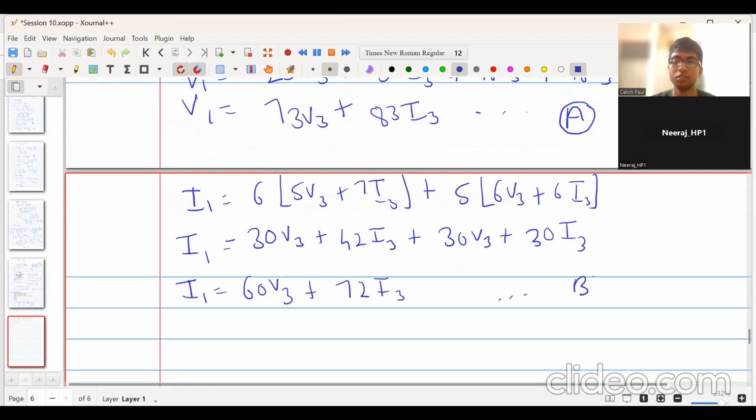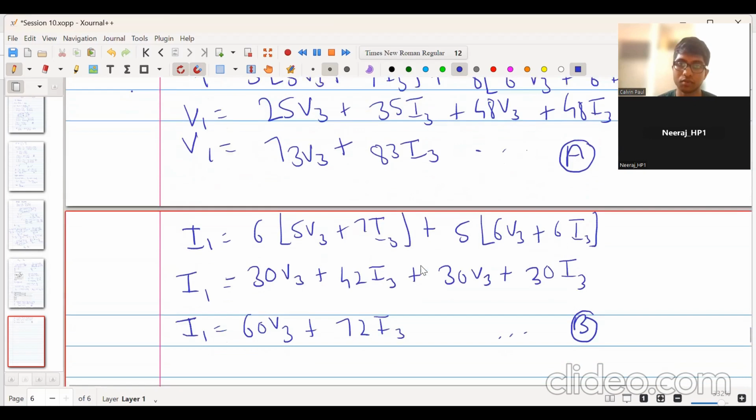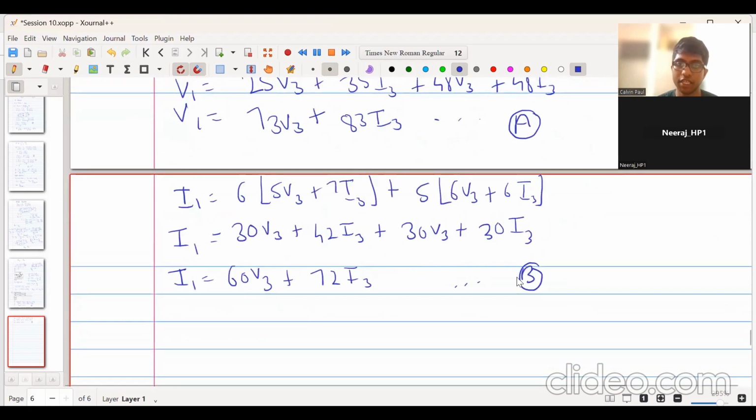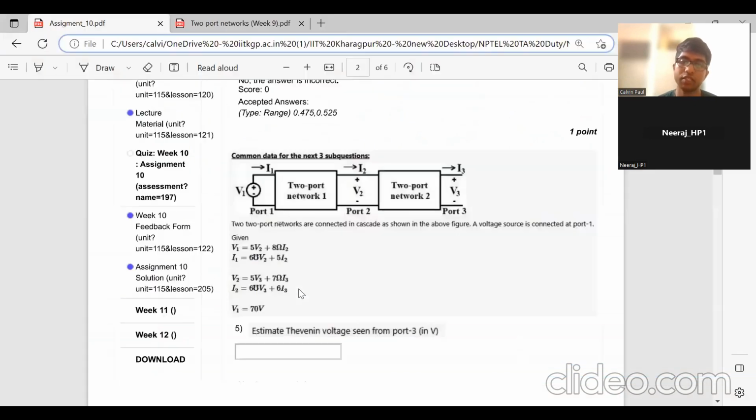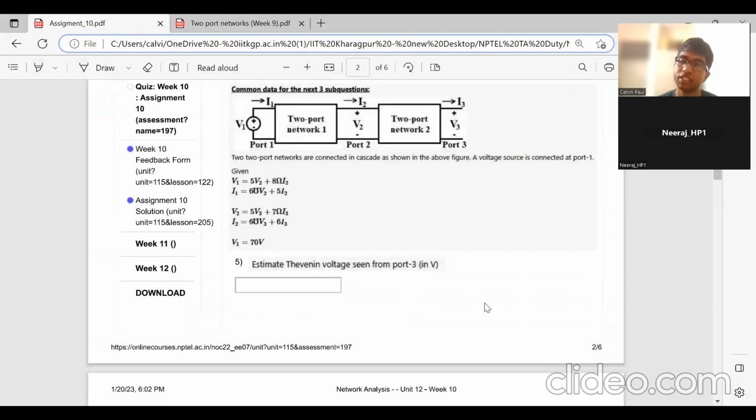This is equation B. So now we have equation A and equation B. In the question, they're asking to estimate the Thevenin voltage seen from port 3. You want to find the Thevenin voltage. Thevenin voltage is known as the open circuit voltage.